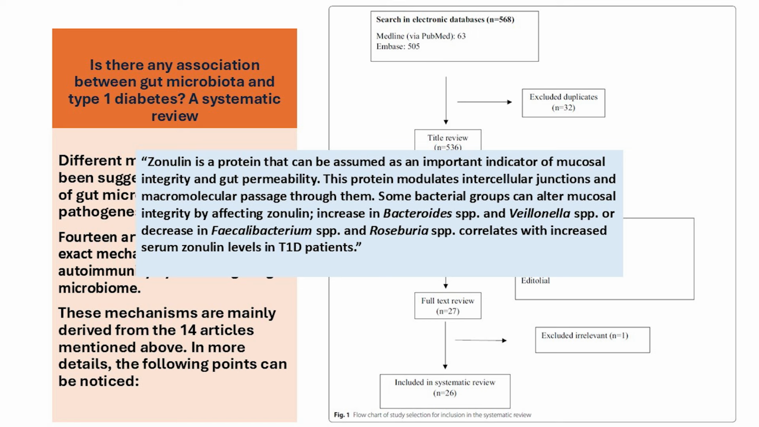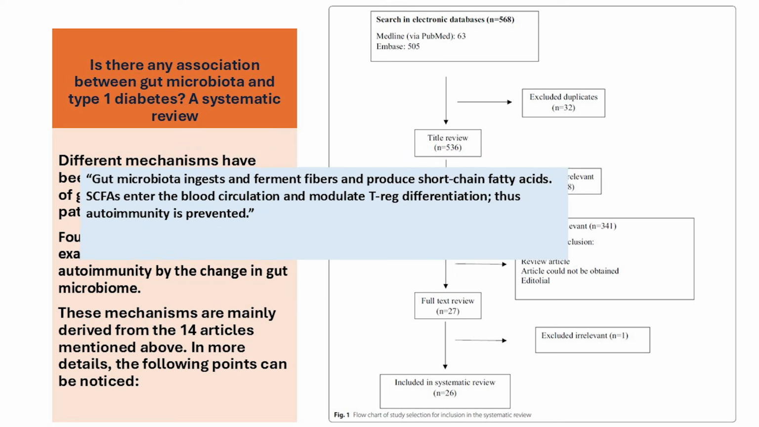And our last quote: "Gut microbiota ingests and ferments fibers and produce short-chain fatty acids. Short-chain fatty acids enter the blood circulation and modulate Treg differentiation, thus autoimmunity is prevented." Now let's take a look at the key taxa in autoimmune diseases across the board in my now familiar chart.